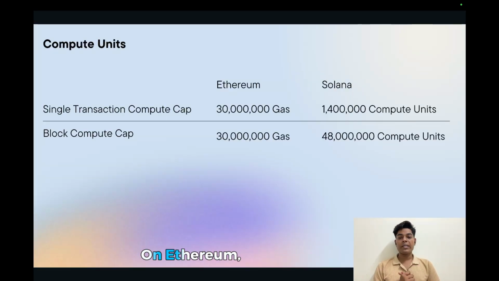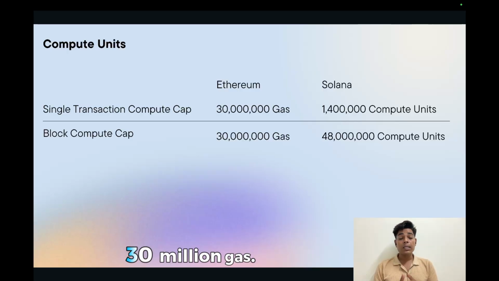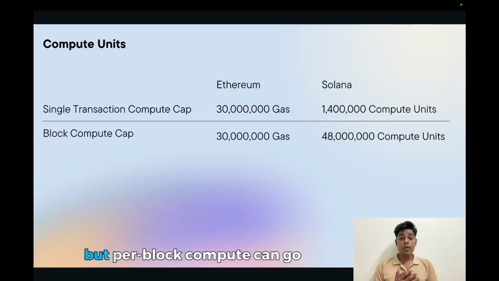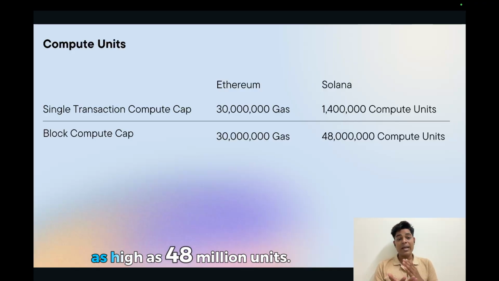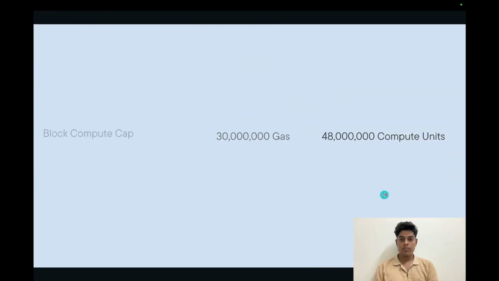Let's talk numbers. On Ethereum, per transaction and per block compute caps are 30 million gas. On Solana, per transaction compute is about 1.4 million units, but per block compute can go as high as 48 million units. That's a massive jump in performance and efficiency.